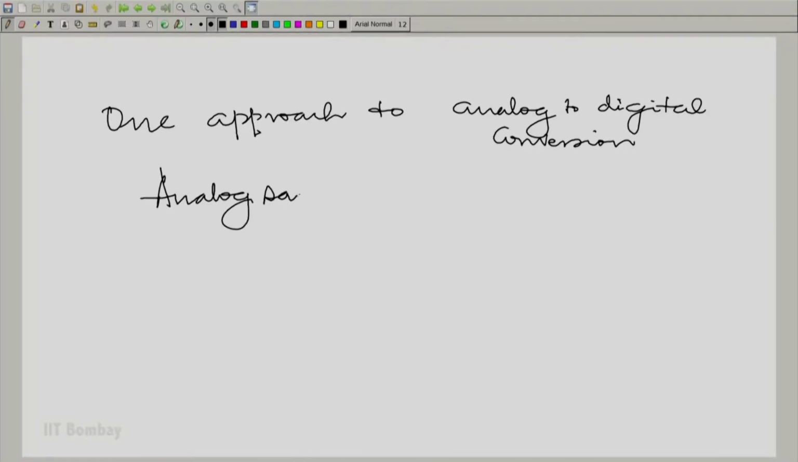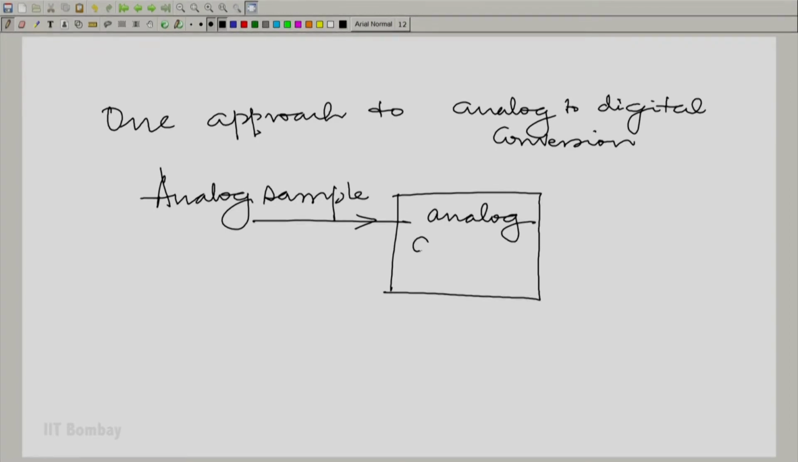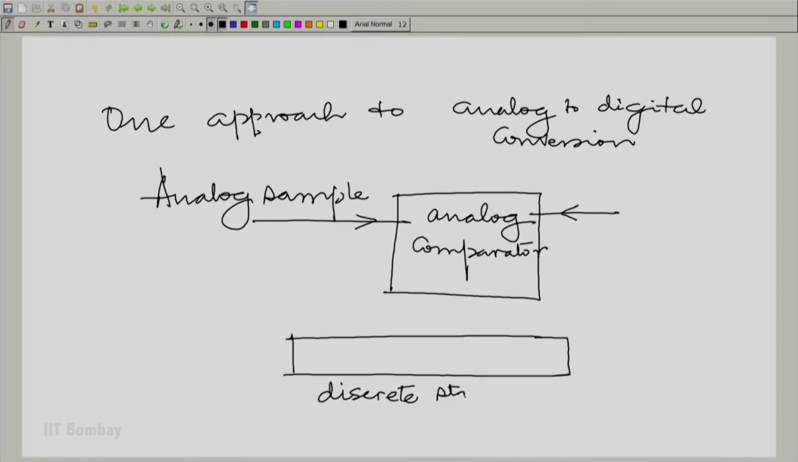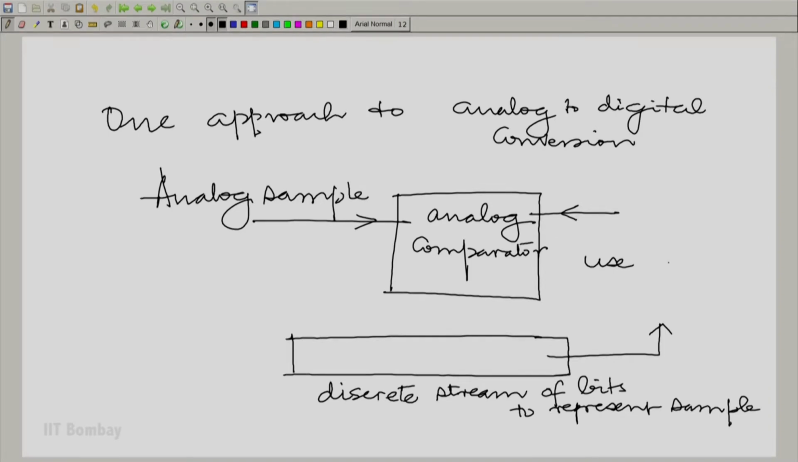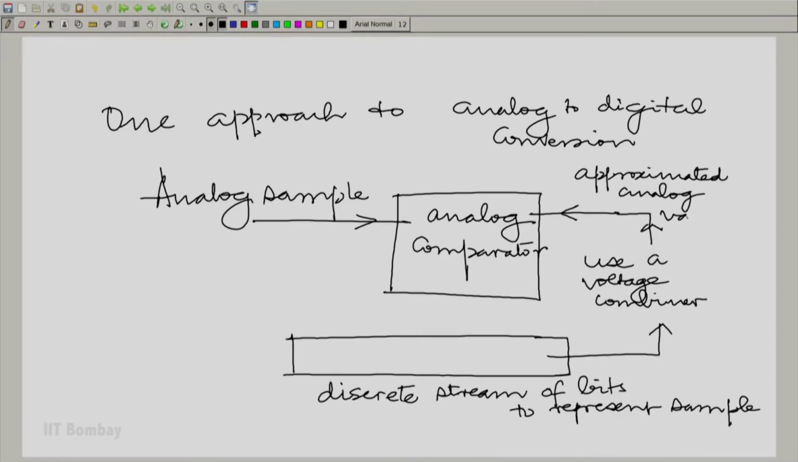Let us say you have an analog sample which has come, and let us assume that you have a device which can make an analog comparison. On the other side, we have one memory or one discrete time stream of bits. We convert this into an analog value by using a system of resistors and voltage sources, what is called a voltage combiner, and that gives you an approximated analog value. These are the two inputs to the analog comparator.